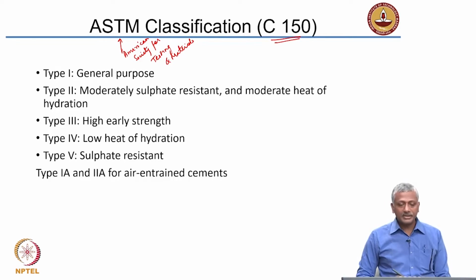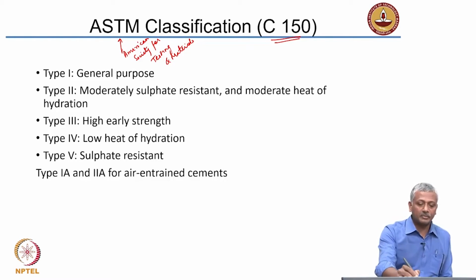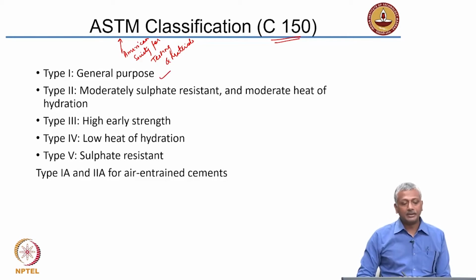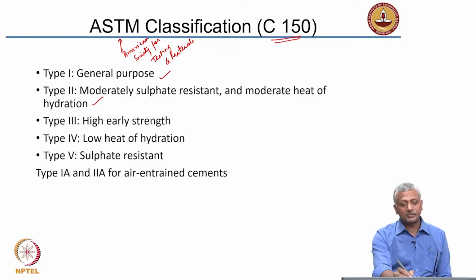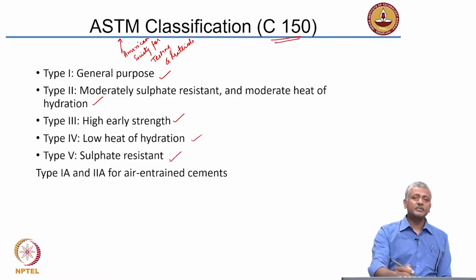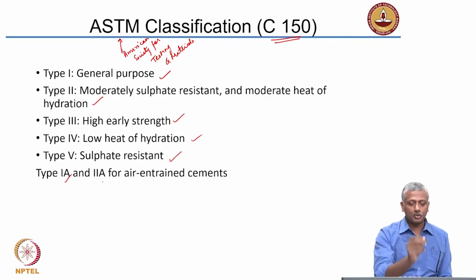Okay. According to this, cement is classified as general purpose, type 1 cement, moderately sulfate resistant and moderate heat of hydration, type 2 cement, high early strength cement, which is type 3 cement, low heat of hydration cement, that is type 4 cement, and sulfate resistant cement, that is type 5 cement. And sometimes you add what is called an air entraining agent to type 1 and type 2 cements to call it type 1A and type 2A.